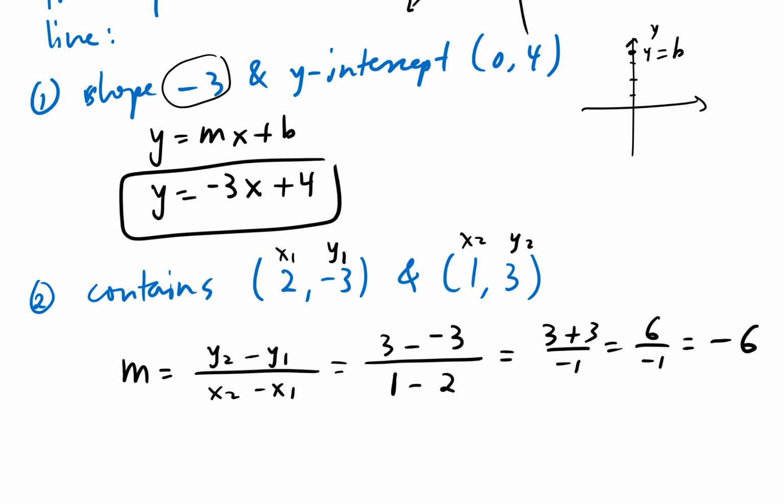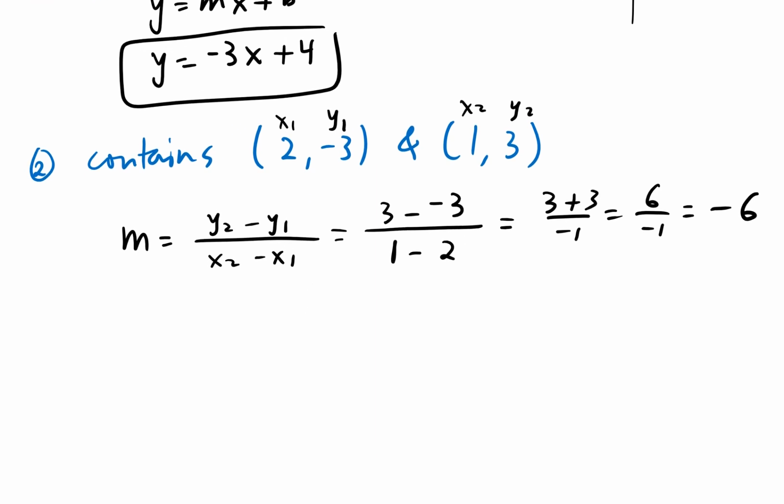But still, I need the y-intercept. How do I find the y-intercept? Well, let me write down the equation first. y equals mx plus b. M is -6, so -6x plus b. To calculate the value of b, we can use any of the given 2 points. You will get the same value.